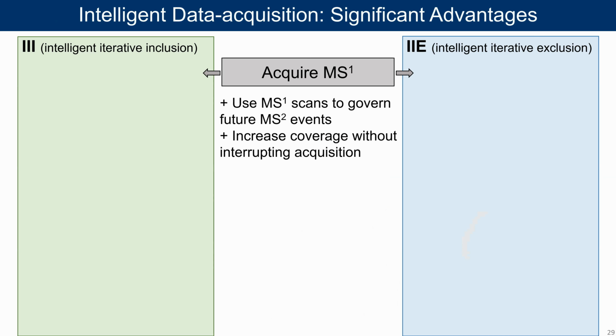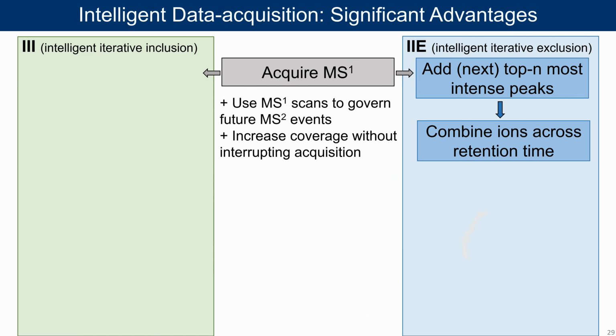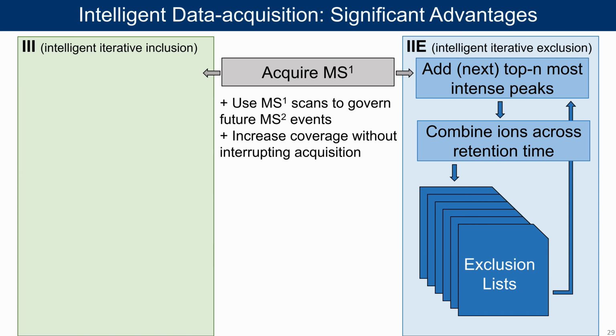So for example, in intelligent iterative exclusion, which is what we're terming it, you would take the top and most intense peaks from a full scan data file, combine all the ions across retention time, and generate an exclusion list. And then you'd repeat that process, and the next time you take the next top most abundant ions, append it to the original exclusion, generating your second exclusion list for your second injection, then your third for your third, then your fourth for your fourth injection, so on and so forth. And then you can upload all these simultaneously and let the instrument run instead of waiting for each acquisition.